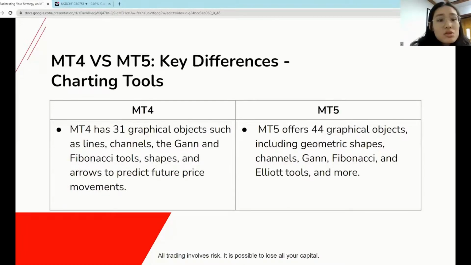Okay, for charting tools, MT4 and MT5. MT4 has 31 graphical objects, such as lines, channels, the gun, Fibonacci tools, shapes, and arrows to predict future price movements. MT5, on the other hand, offers 44 graphical objects, including geometric shapes, channels, gun, Fibonacci, and Elliott tools.